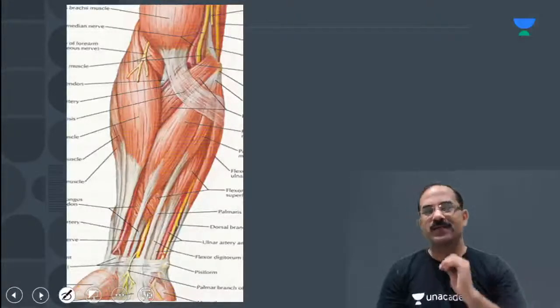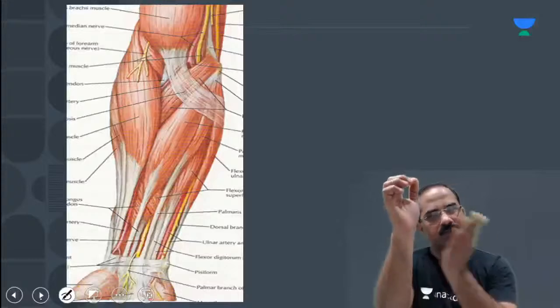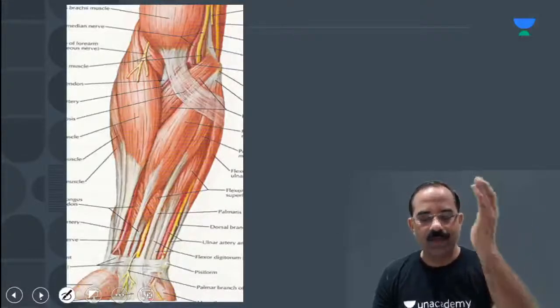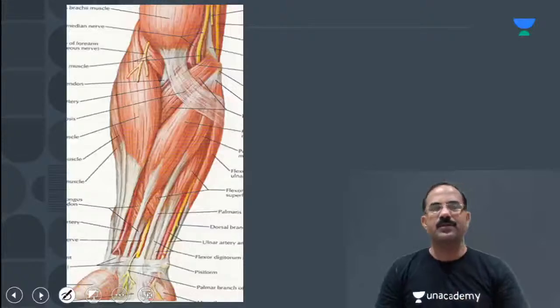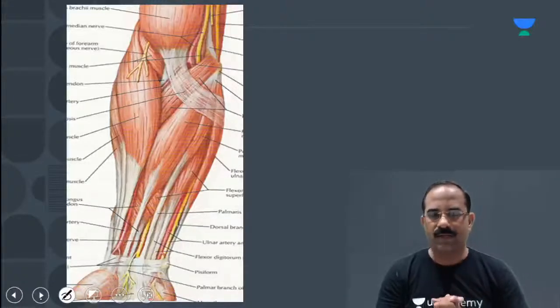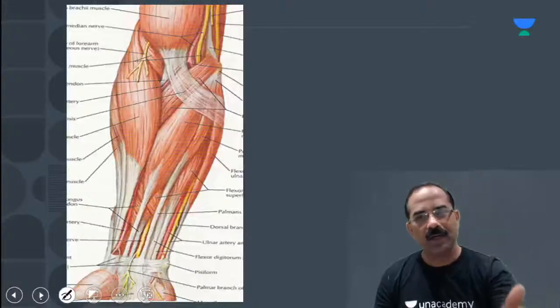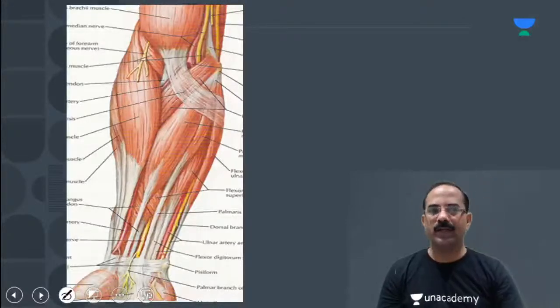So one is on the radial side. One is towards the radial aspect, towards the radial bone. What do you call this? The flexor carpi radialis. One is towards the ulnar side, towards the ulna. What do we call this? The flexor carpi ulnaris.